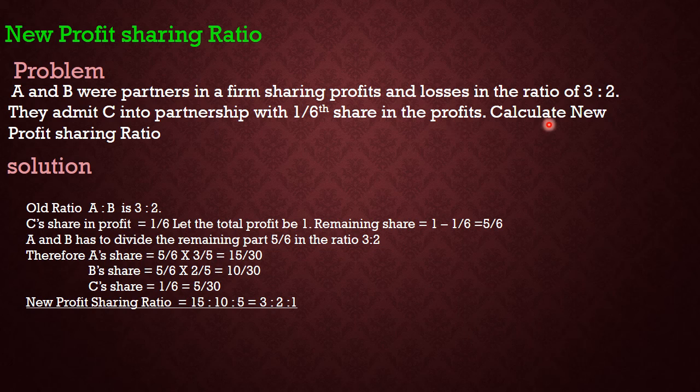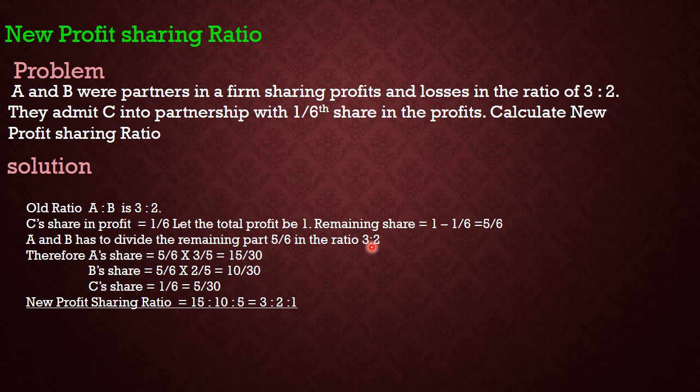In this problem, the old ratio is 3:2 and they have admitted C for 1/6 share in profit. Old ratio is 3:2. C's share in profit is equal to 1/6. If we take 1 as the whole profit, then the remaining profit will be 5/6. A and B have to divide the remaining part, that is 5/6, in the ratio 3:2.